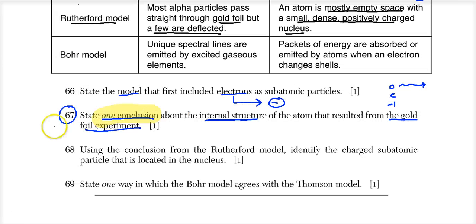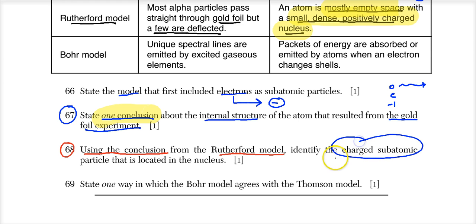Number 68. Using the conclusion, you have to read particularly well here. What are they asking? How do they want you to answer the question? Using the conclusion from the Rutherford model. Well, our conclusion was that the atom is mostly empty space with a small, dense, positively charged nucleus. So using that conclusion that we just read, and they gave it to us, identify the charged subatomic particle that's located in the nucleus.